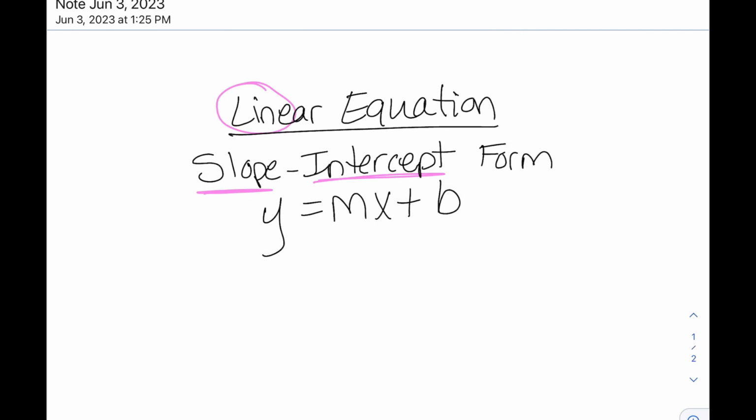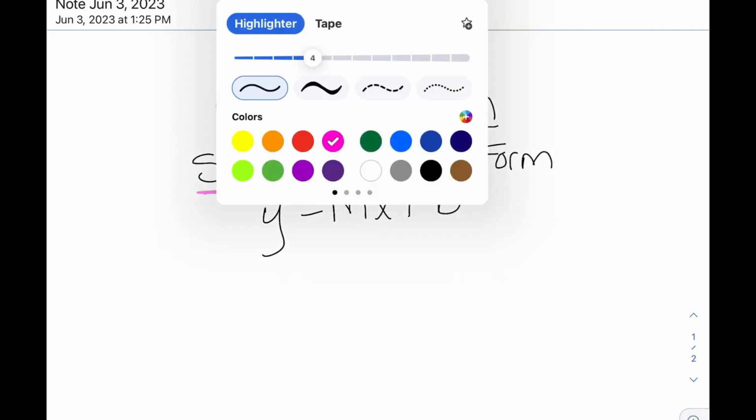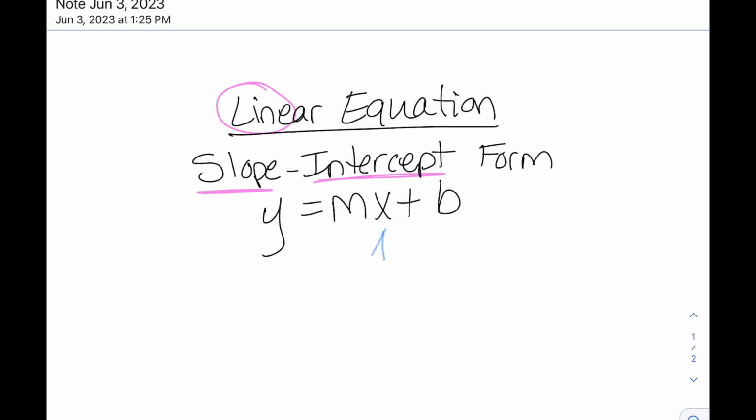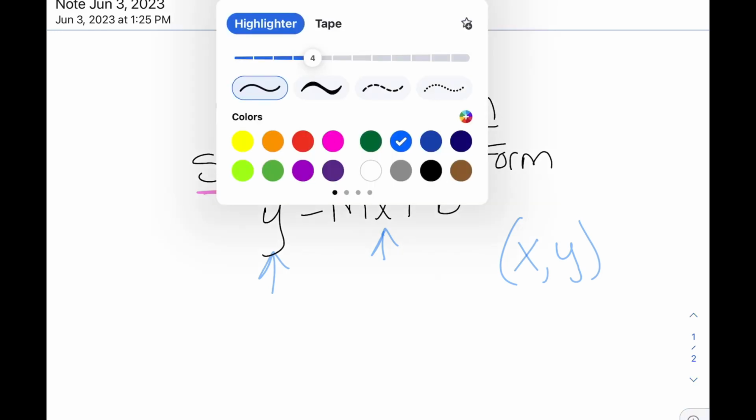Let's talk about the x and the y. The x and the y in the equation do not get replaced with a value in the final equation. The x and the y represent all the points on the line. The linear equation goes on forever, so there's an infinite number of points, and the x and y represent that.